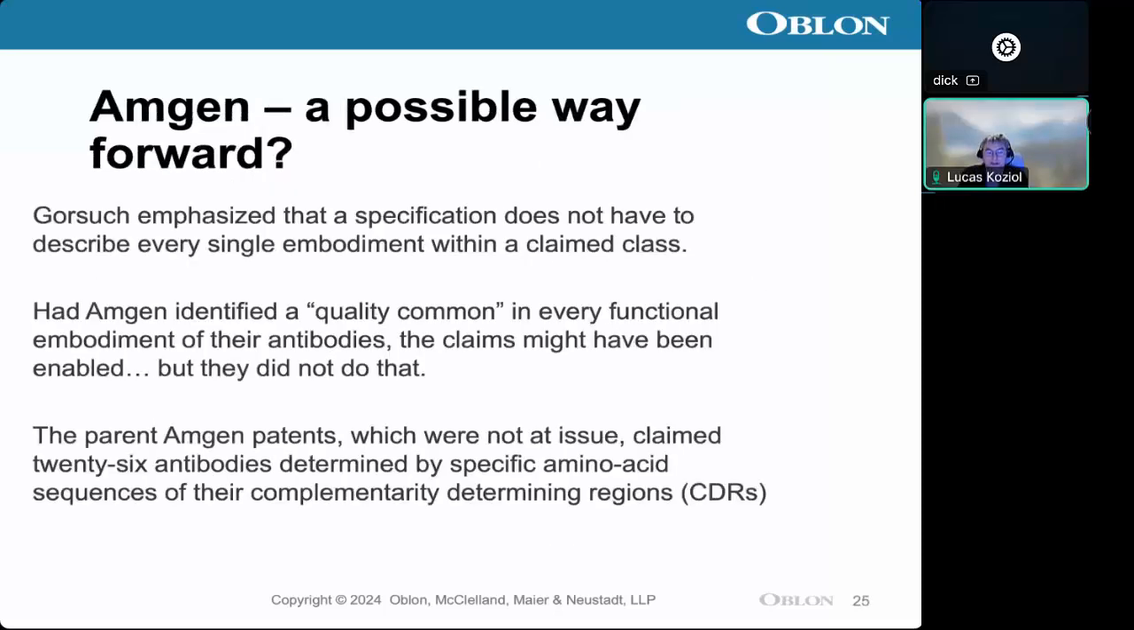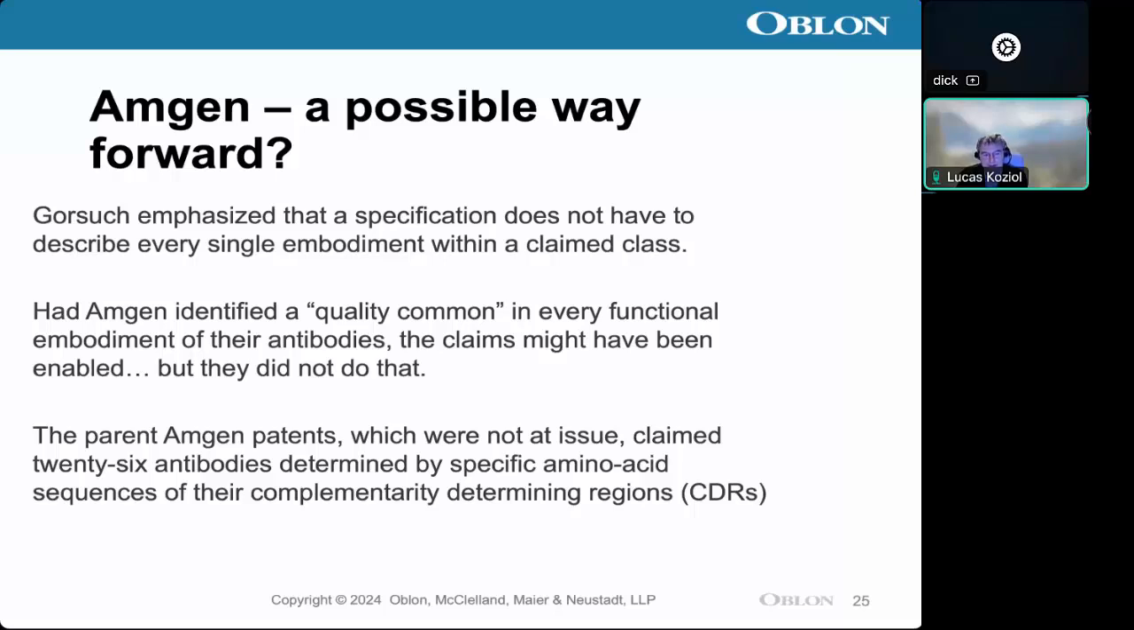Also closely following incandescent lamp, Gorsuch noted that had Amgen identified some quality common that was present in each and every antibody that they were trying to claim, this may have been enough to enable even very broad claims such as these. Since it's well known that a specification doesn't have to describe and synthesize every single member of a claimed class, Gorsuch thought that by identifying such a quality, other future scientists would clearly know which antibodies would be covered by Amgen's patent and which would not, which would allow their research to avoid being caught up by Amgen's patent. Now, Gorsuch doesn't hypothesize in this case about what such a quality common could be for Amgen.